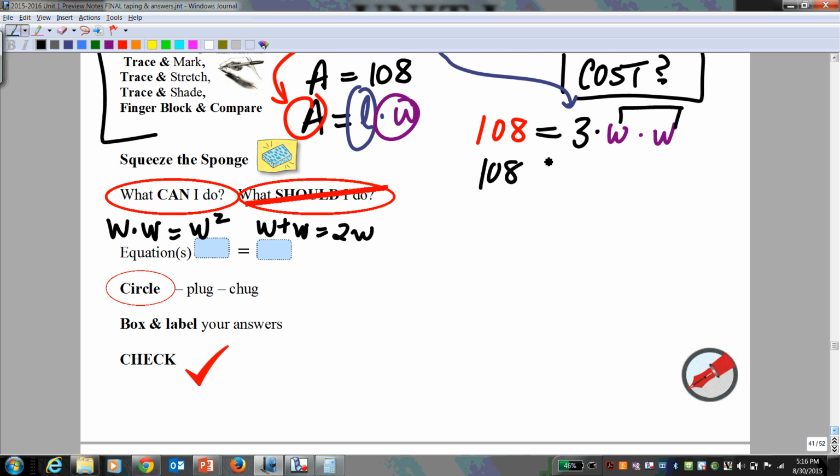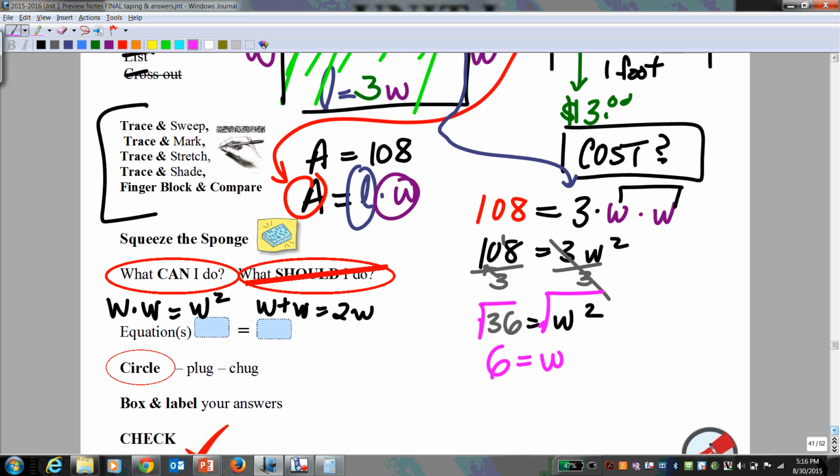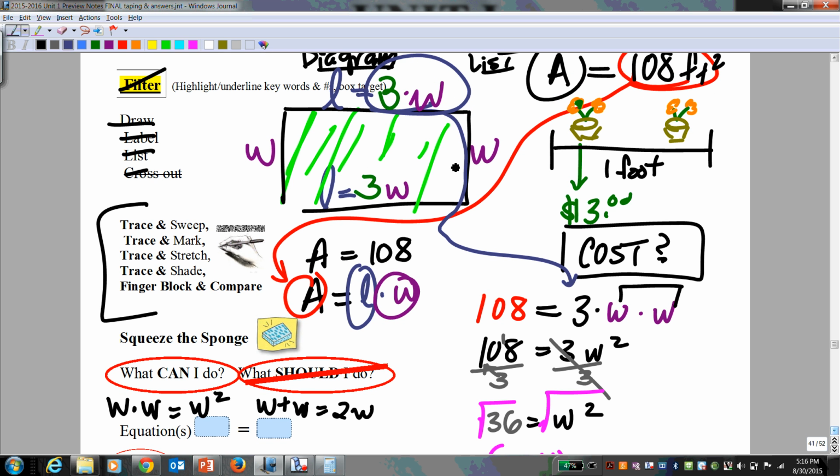So we have 108 equals 3W squared. We want to get W squared by itself, so we divide by 3. 3 goes into 10 3 times, 1 left over, so it's 36 equals W squared. The opposite of squaring is square rooting. So W equals the square root of 36, which is 6. So we know that our width is now 6. And our length is 3 times W. That means our length is 18.